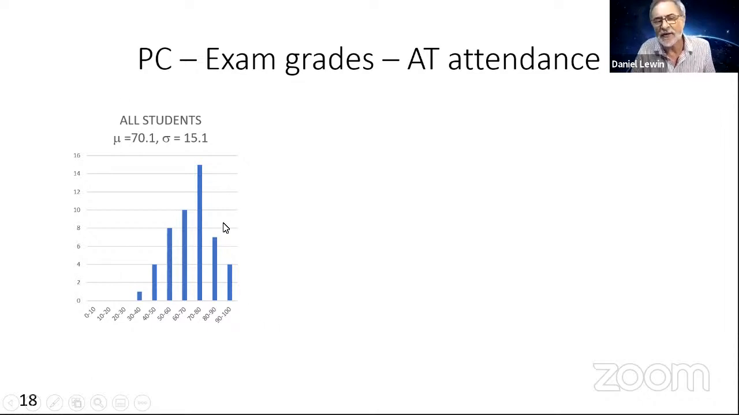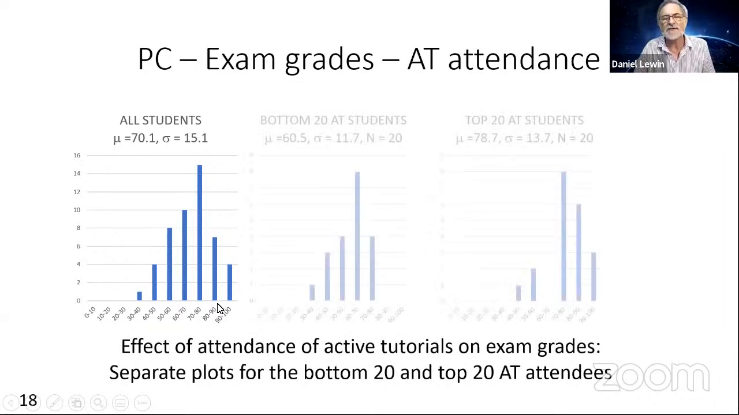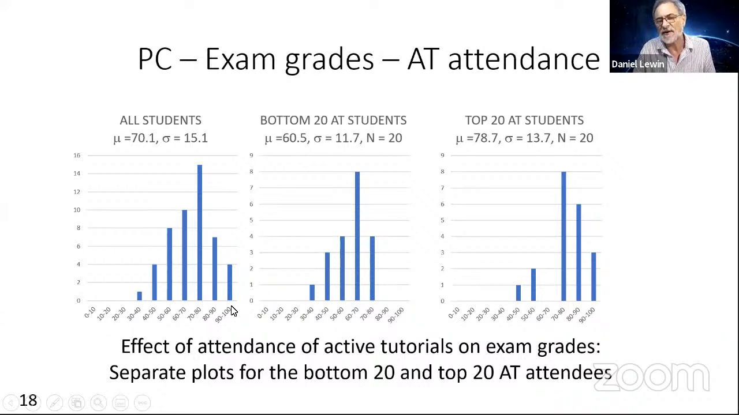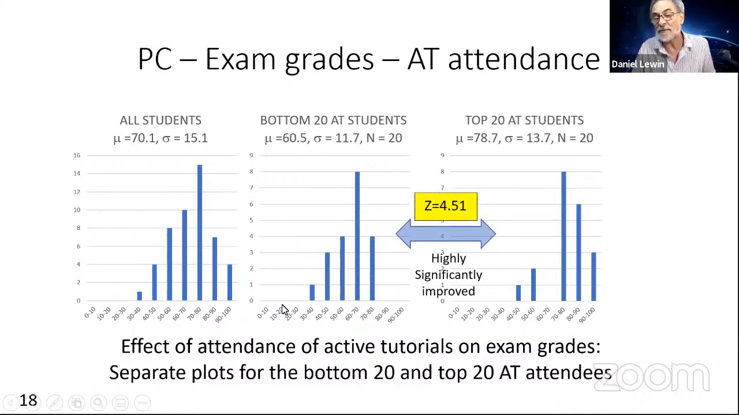Again, if you divide this class into the active and the passive students, the difference is quite significant. The ones who actually partake of the opportunities afforded by flipping do much better than those who don't. And this is, on a Z factor of 4.51, a highly significant difference. And the main reason for this is, of course, that if you look at the least attentive students, none of them managed more than 80% in the exam.